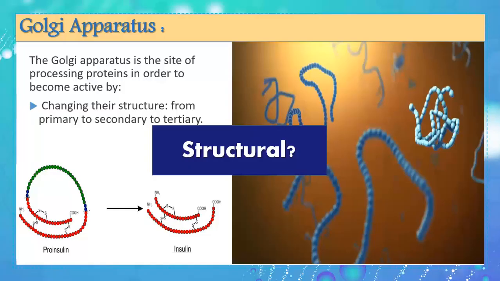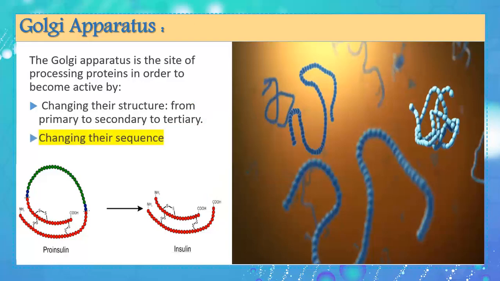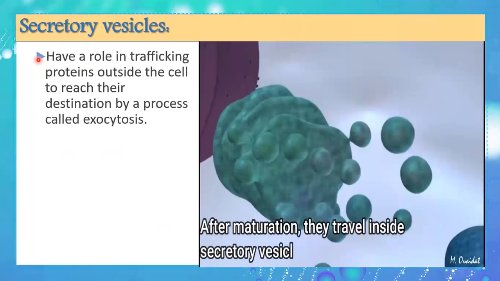Looking carefully at the difference between proinsulin and insulin, we can say that the difference is not structural. The difference here is in the sequence of produced insulin, where 32 amino acids in this green chain are being removed from proinsulin in order to give the active insulin. So here we can say that the Golgi complex is responsible for activating the protein, either by changing its structure or changing its sequence. What about the function of secretory vesicles?